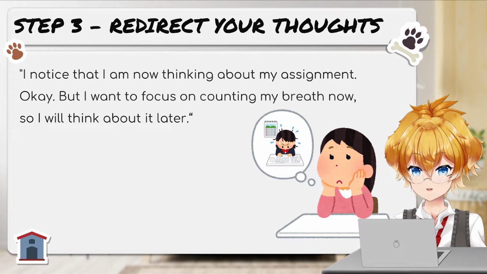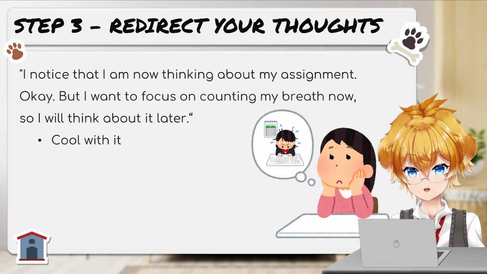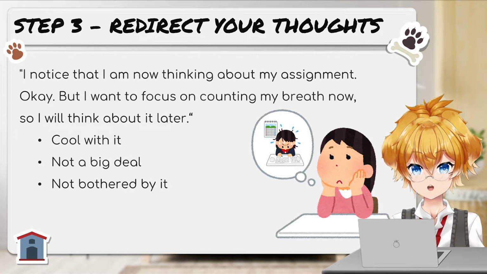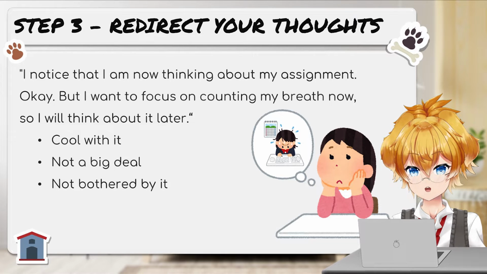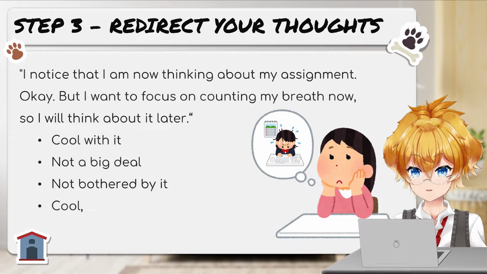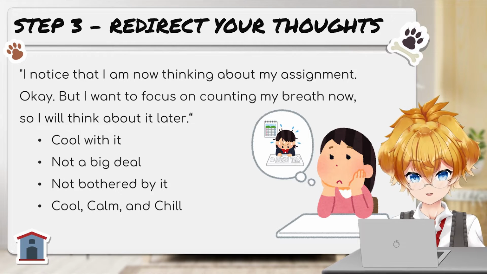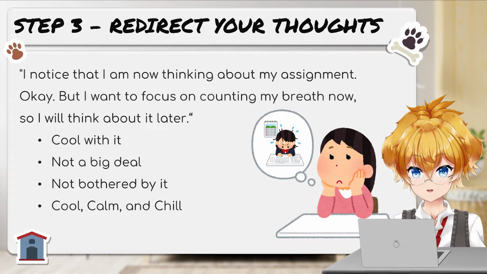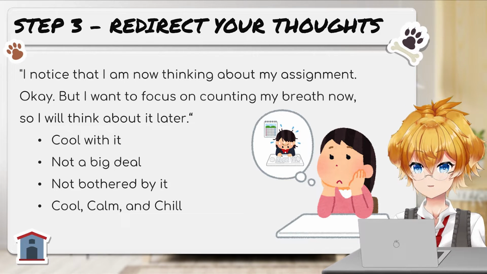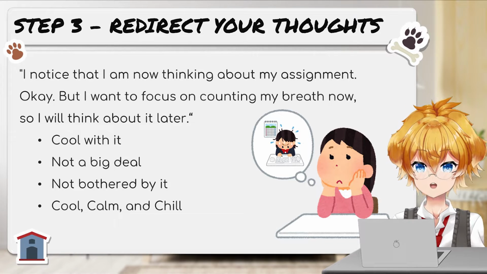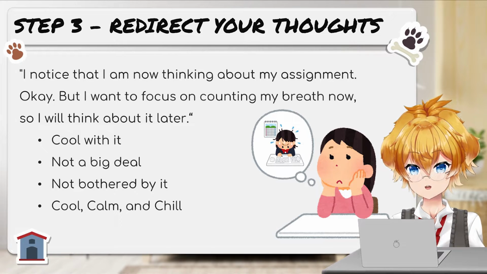The key thing you need to remember is that you are cool with it. You are cool with the distraction. When you are cool with something, it means you are not bothered by it. So when you are distracted and you think this line to yourself, it is very important that your tone is cool and calm and chill. Your tone shouldn't be angry or impatient. It should be cool, because you're cool with it. It's no big deal. Return to counting your breath, and when you find yourself distracted again, repeat the same line to yourself. And that is how you practice redirection.